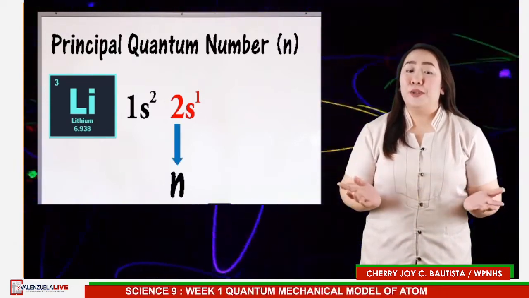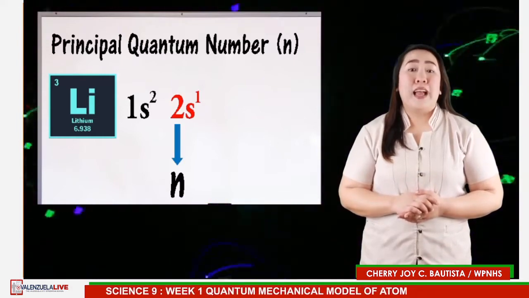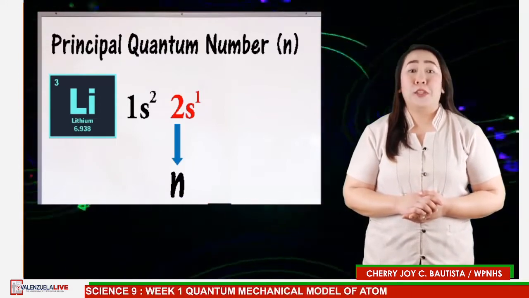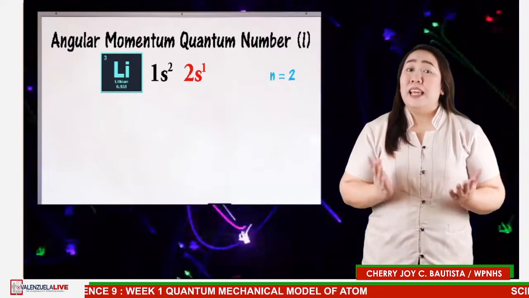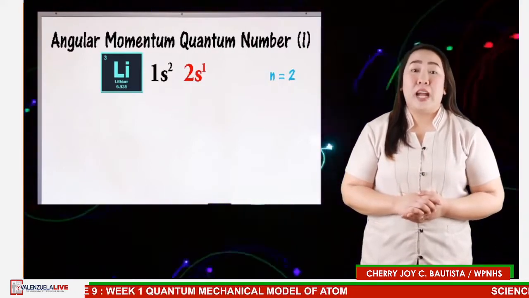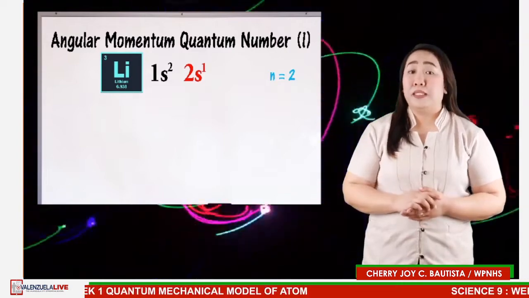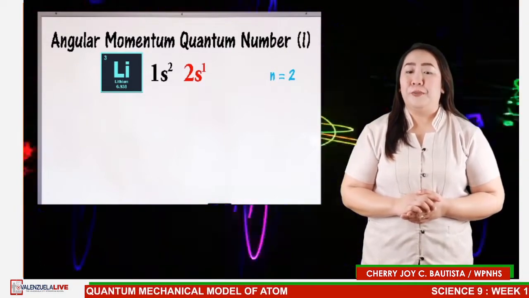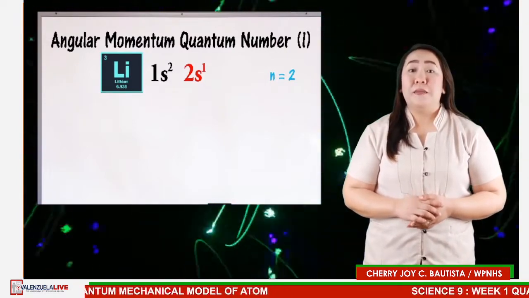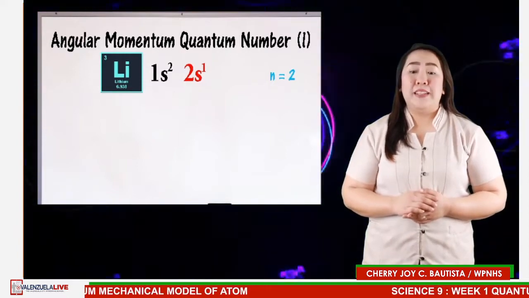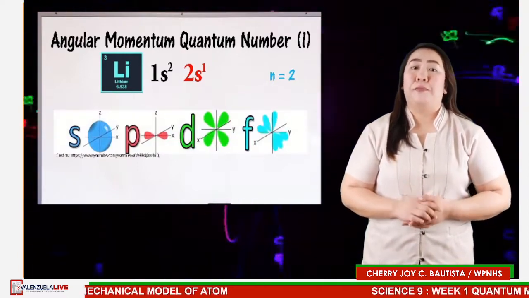Now let's look for l, or the angular momentum quantum number. l describes the type of orbital. We have 4 different orbitals as mentioned earlier. These are the s, p, d, f.